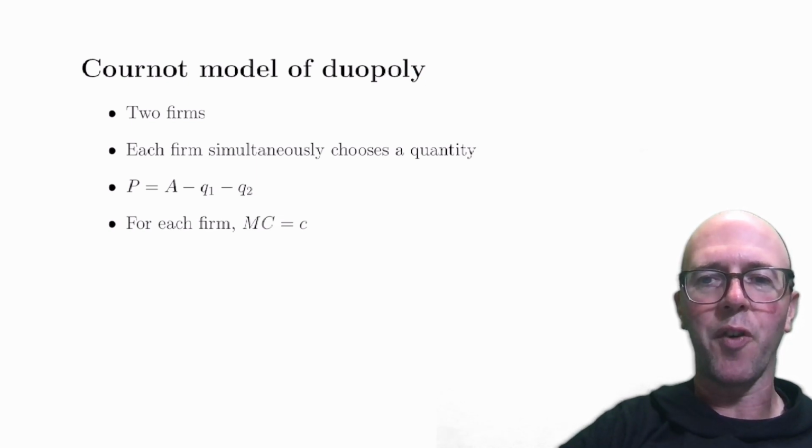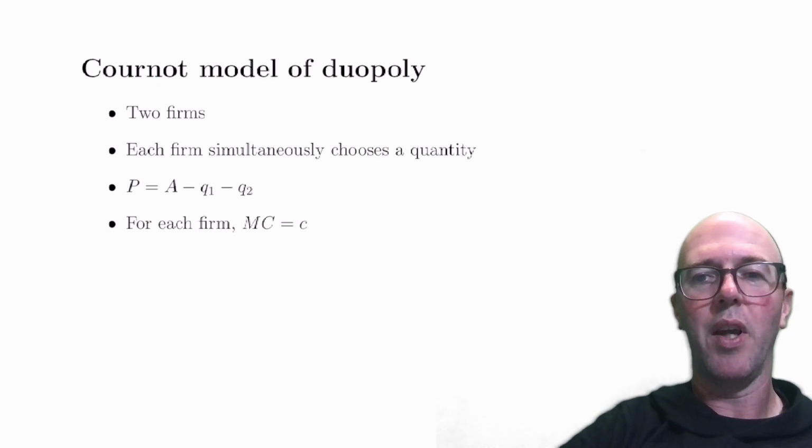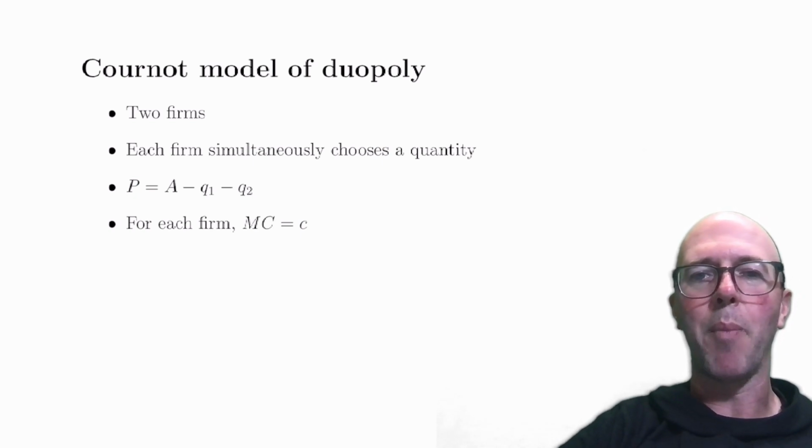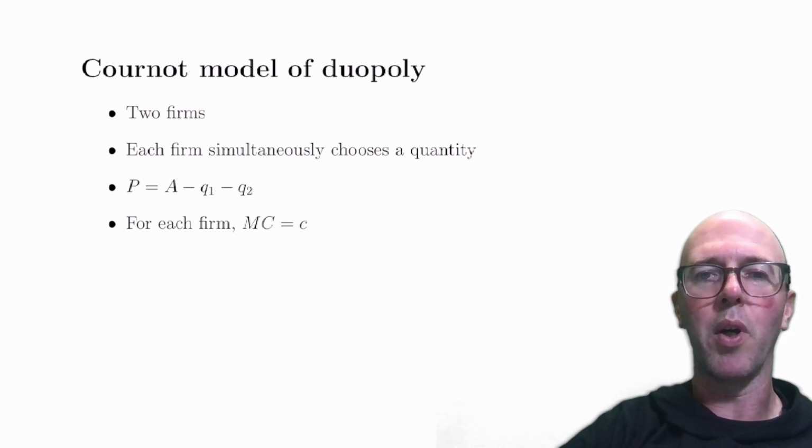But the problem for these firms is that the price depends on how much both of them produce. So if the other guy produces a whole lot, not only is that going to drive down the price for him, it's going to drive down the price for you as well. Okay. So all of this is to say that the price they're going to get is some parameter A minus the quantity of firm 1 minus the quantity of firm 2. So the more they produce, the lower the price is going to be.